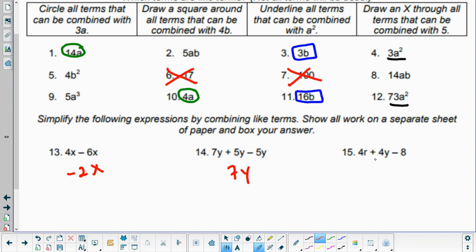Now be careful with this one. I have an r, I have a y, and I have a constant. All three of those things are different, so we cannot combine this one. So this is exactly how we would leave it.